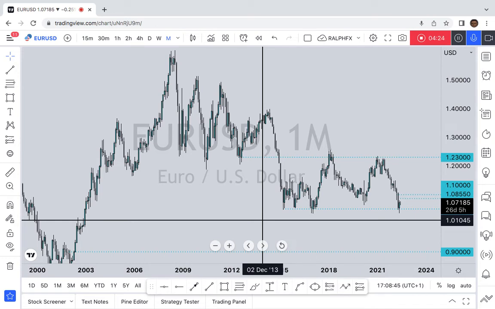Okay, we've gone over the definition. Now we're going to look at how to spot a demand zone, how to spot a supply zone, and possibly we'll look at how to trade these zones as well.